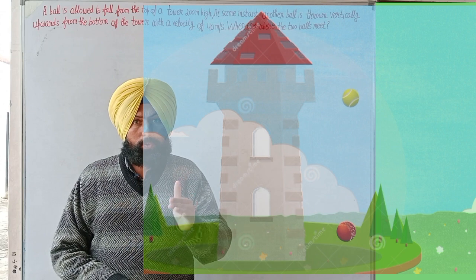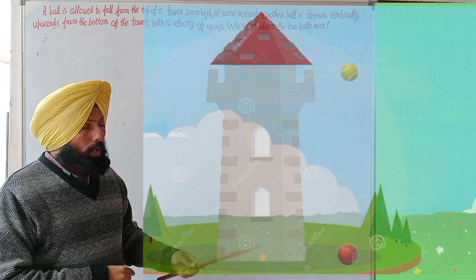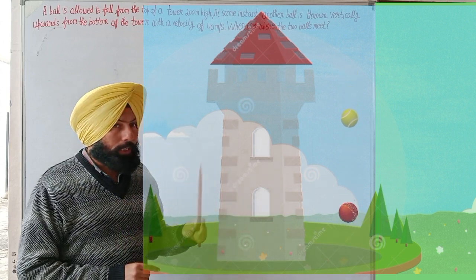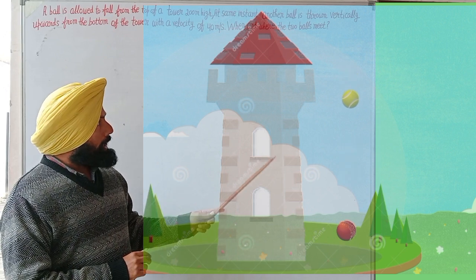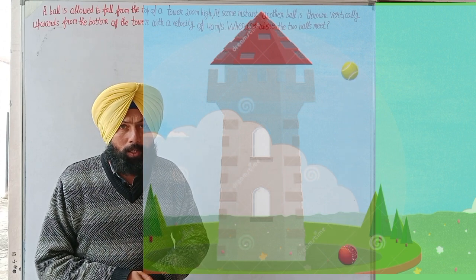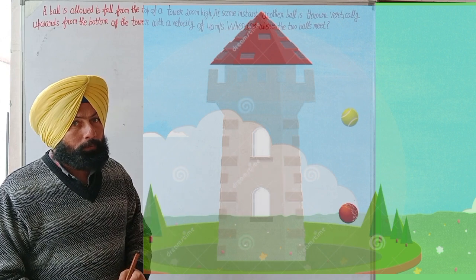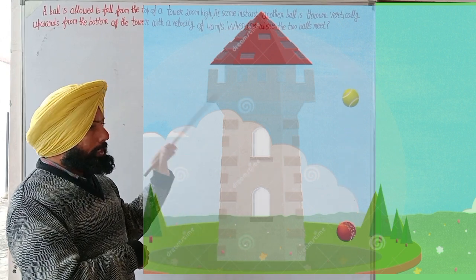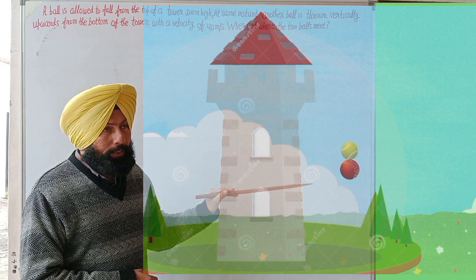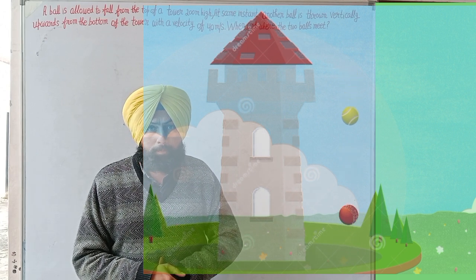When the ball is thrown from the top of the tower, at the same time a ball from the bottom is thrown vertically upward. You are looking on the screen. The ball thrown from the bottom vertically upward has velocity 40 meter per second. Now we want to find when both of the balls will meet, and at what height from the bottom these two balls will meet.